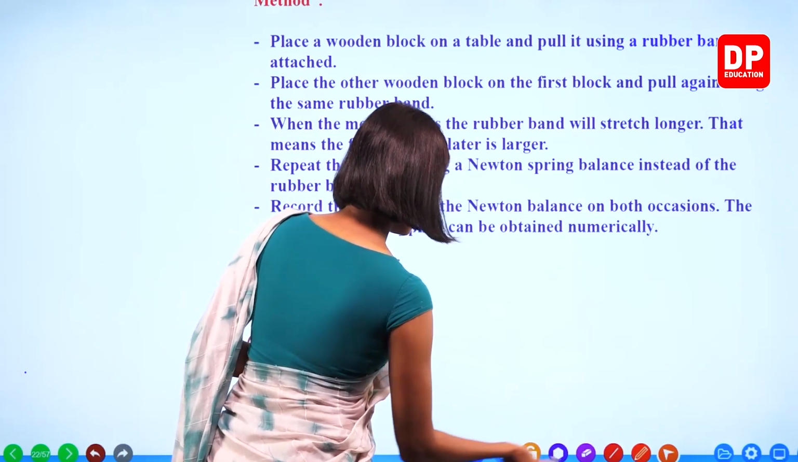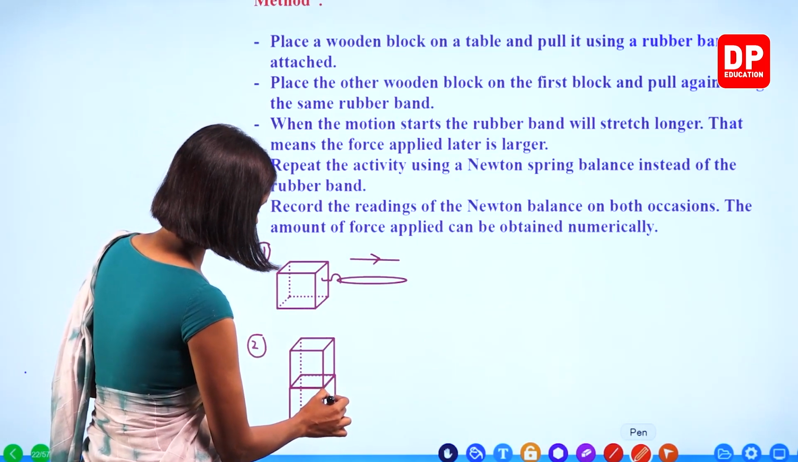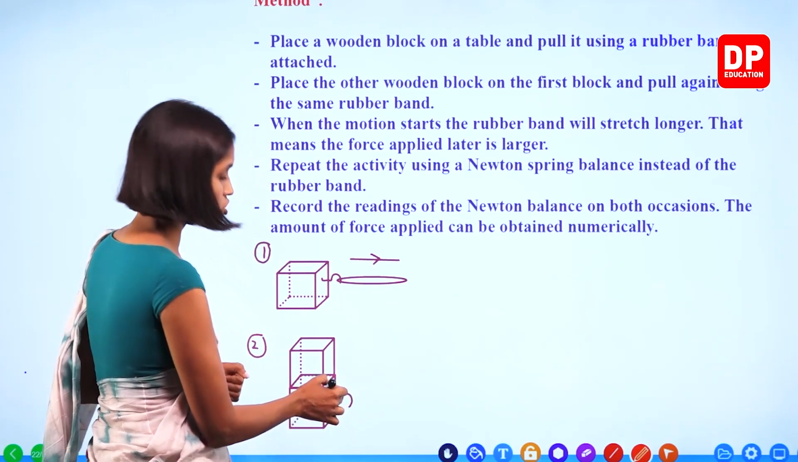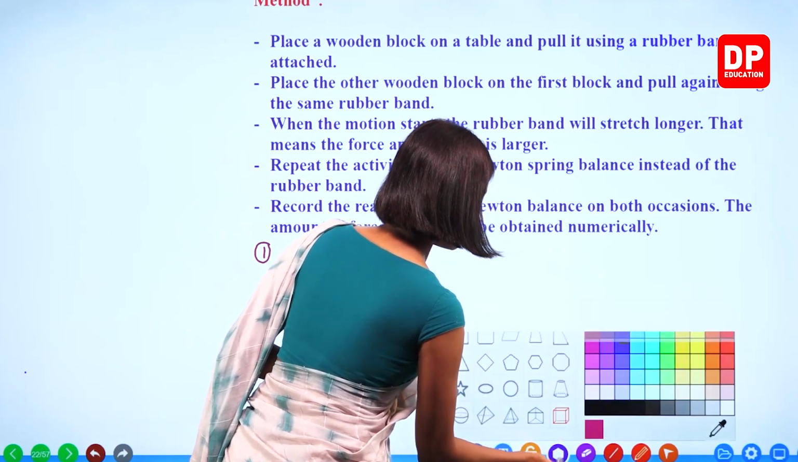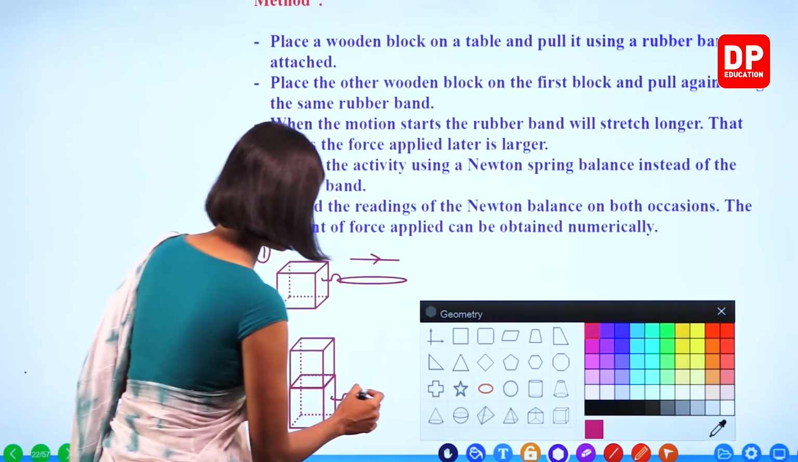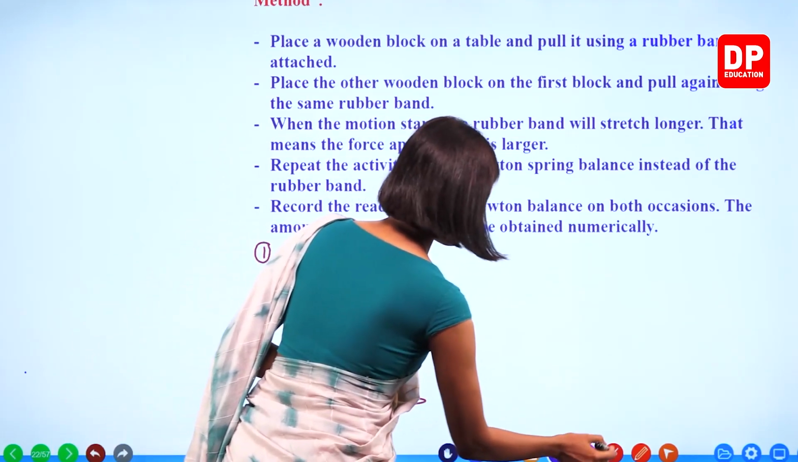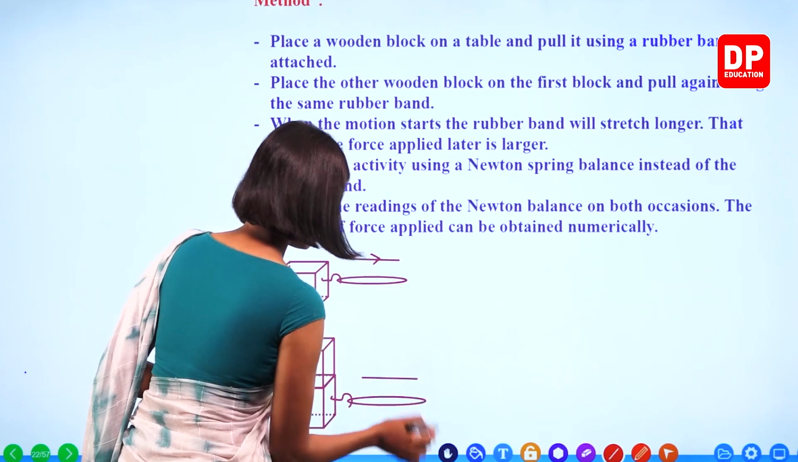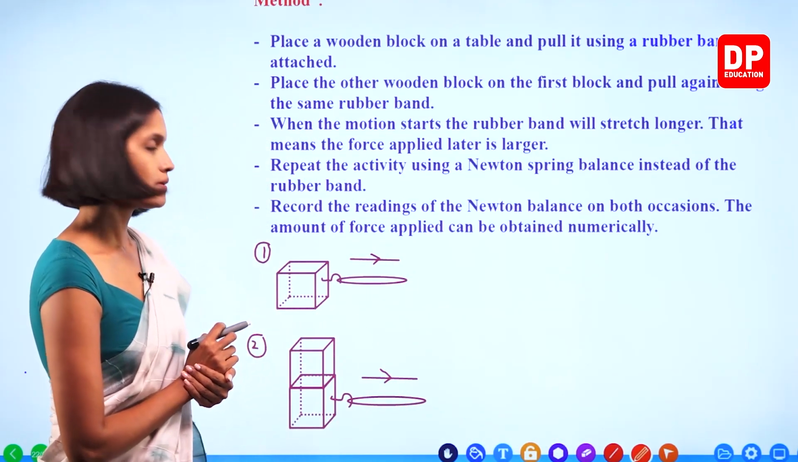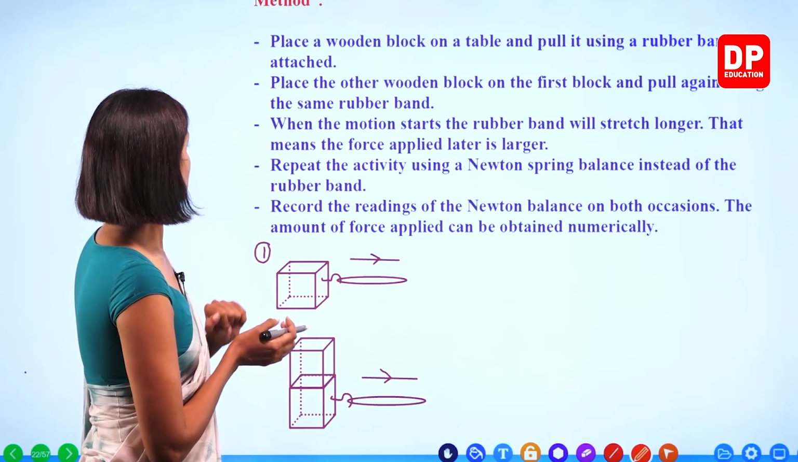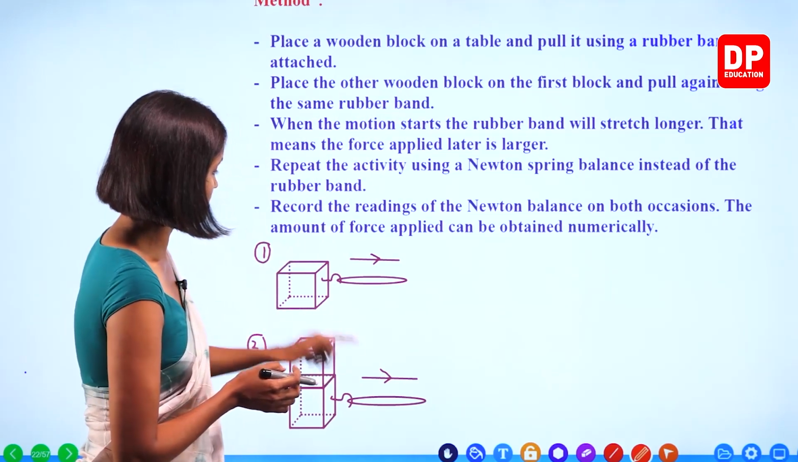Right, children? And then again, now this should be the one with the hook. The bottom one should be the one with the hook. And then using the same rubber band, you have to pull these 2 again. Right? You have to pull these 2 again. Right, children? Number 3. When the motion starts, the rubber band will stretch longer.